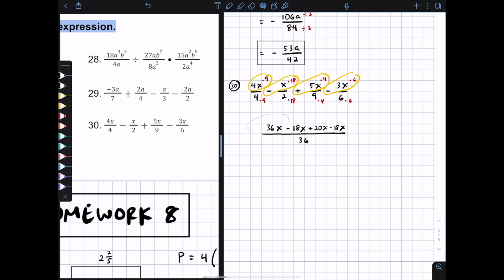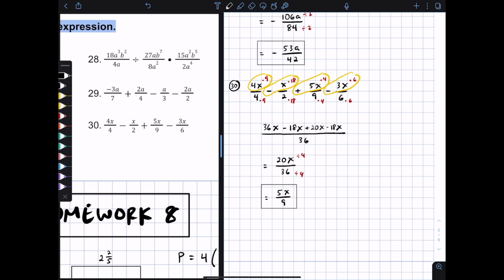All right, so just trying to center this a little bit. And so on the top, 36 minus 18, that's 18, right? And then 18 plus 20 is 38. And 38 minus 18 is back to 20. So this whole thing should just simplify down to 20x over 36. And if you divide them by their GCF of 4, we should get the most simplified expression, which is just 5x over 9.